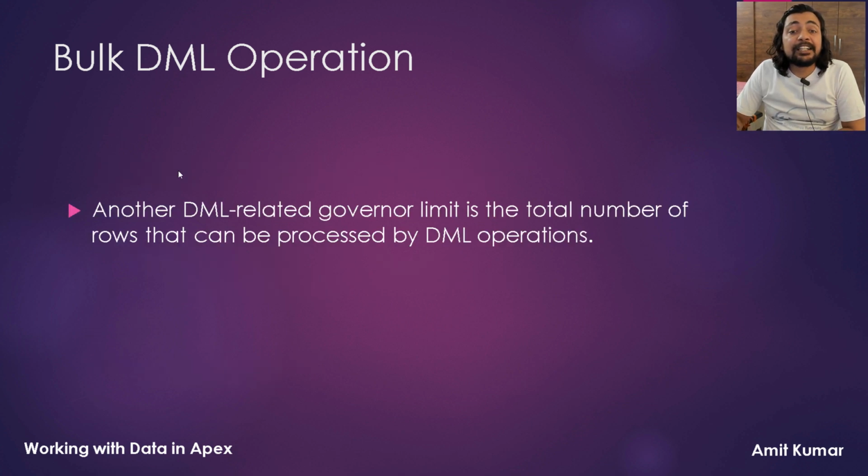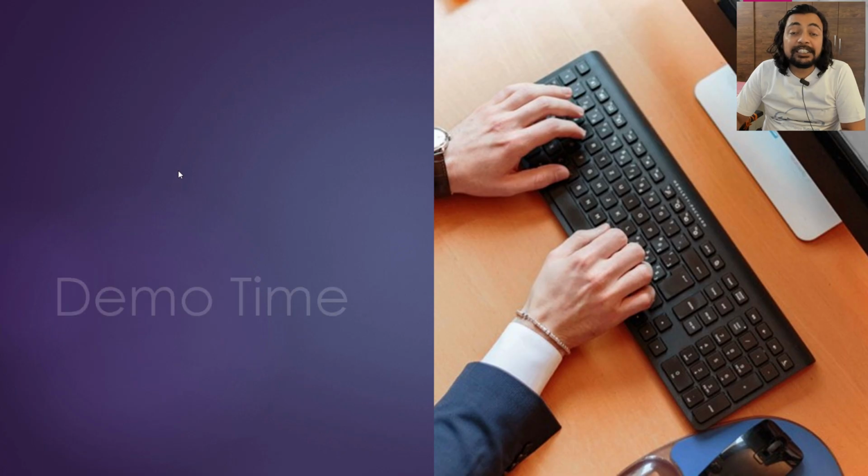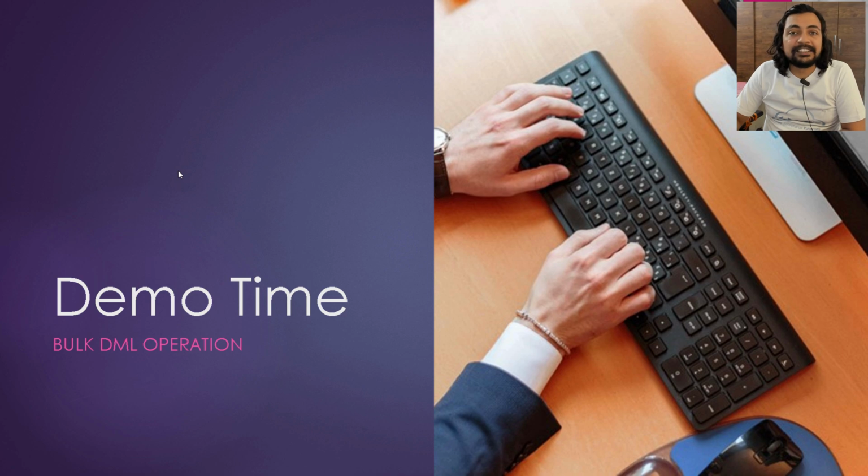Another DML related governor limit is the total number of rows that can be processed by DML operations. DML processing can only be done on 10,000 records in a single transaction. Now, to overcome this governor limit, we use a different concept known as asynchronous Apex, which we are going to cover in a different playlist and course. So it's pretty much of talk, and now it's time to see the things practically.